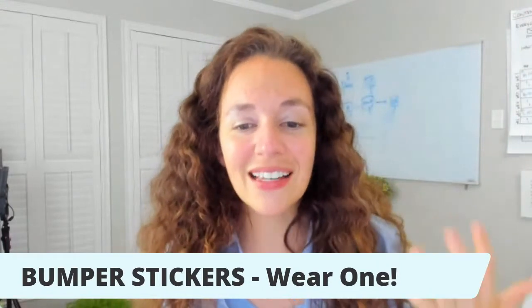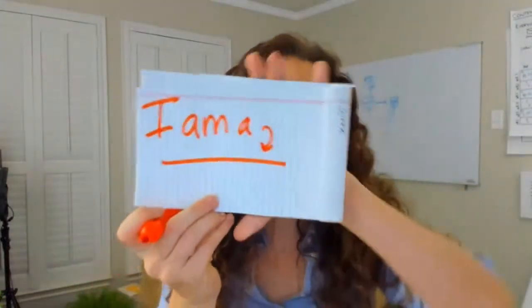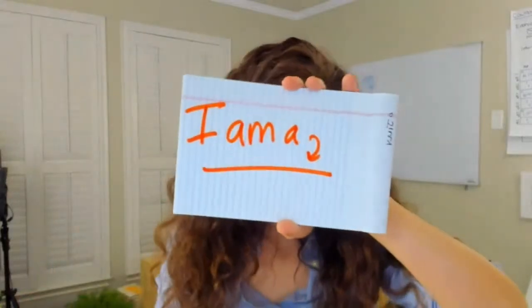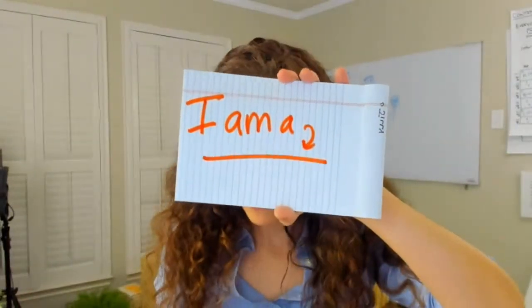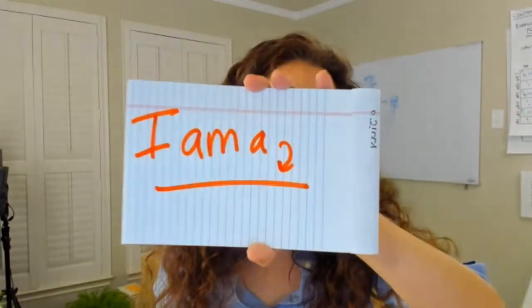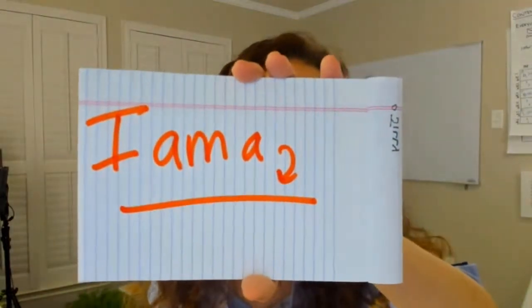So what exactly is a bumper sticker? A bumper sticker is when we say this for our audience. We literally say, not that marker, because that marker is a dry erase marker. Sorry about that. I am a what? Okay. I am a what? What are you? What is your reader that you're going to claim for your audience?